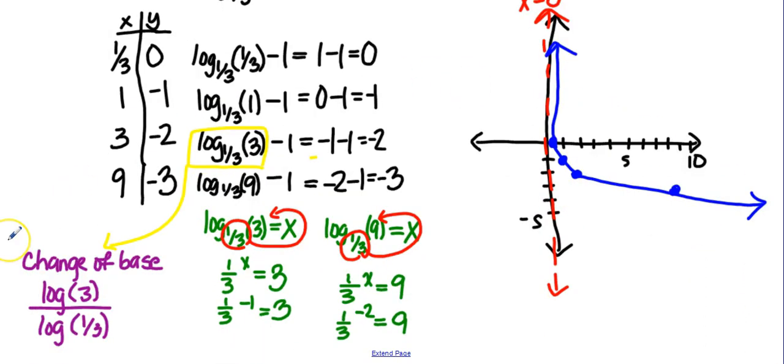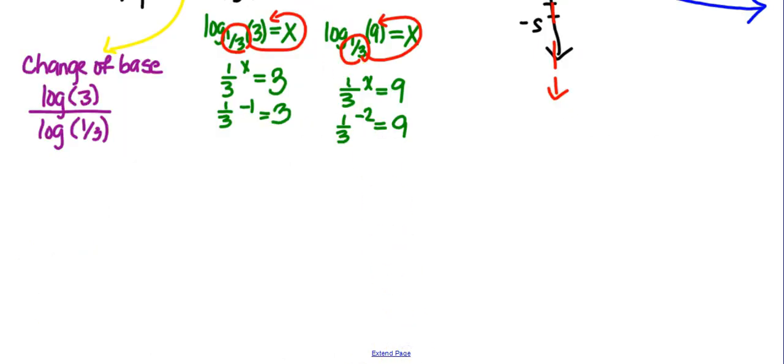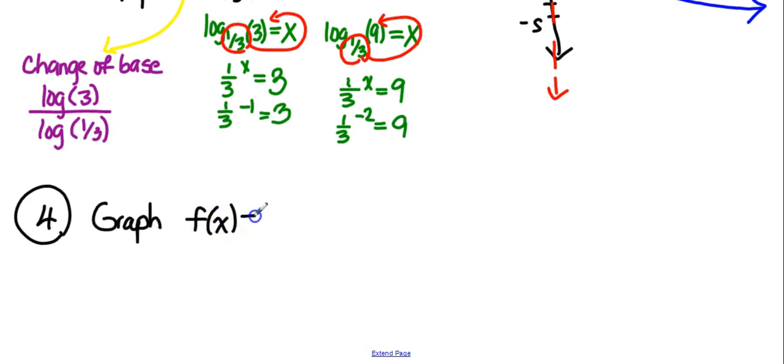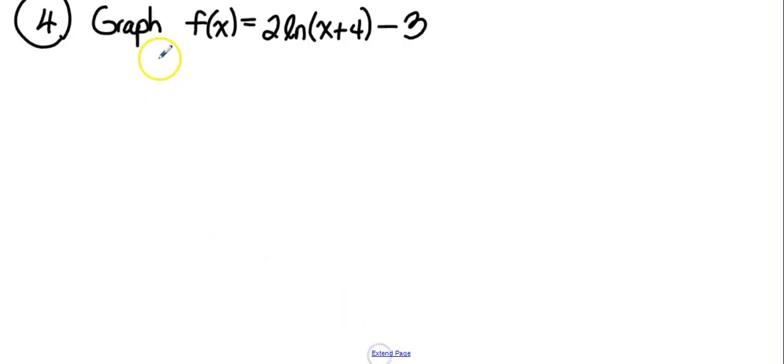Last example is number 4. So f of x equals 2 times the natural log of x plus 4 minus 3. So let's set up our xy table.